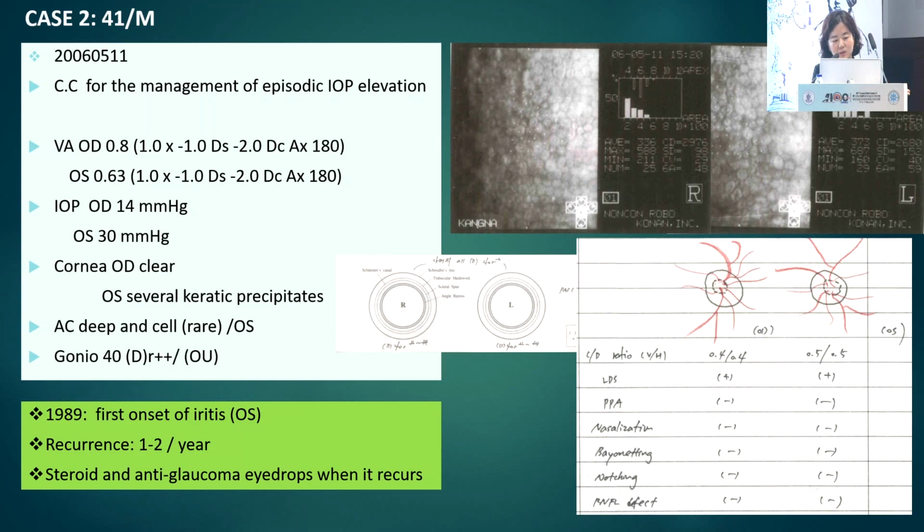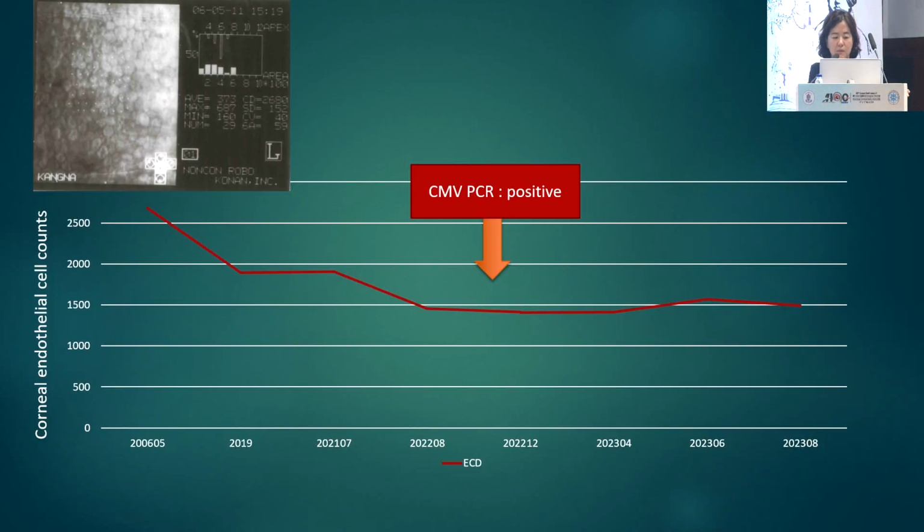When he visited our clinic, he showed a high intraocular pressure of 30, and he showed some keratic precipitates on his corneal endothelium, but anterior chamber inflammation was very minimal. He had no glaucomatous damage or corneal endothelial cell damage at this time. But after that, we followed him for about 20 years, and he showed increasing recurrence of the attacks, and also a decrease in corneal endothelial cell count.